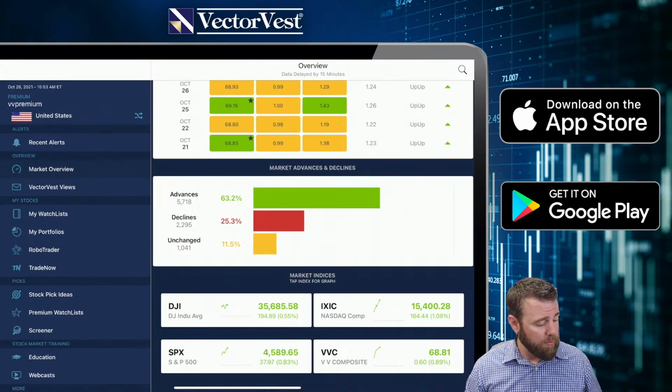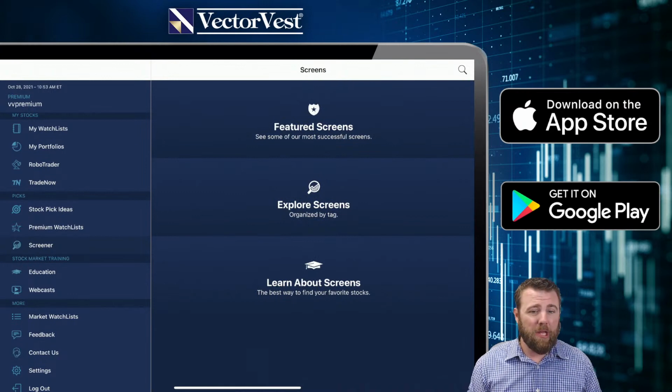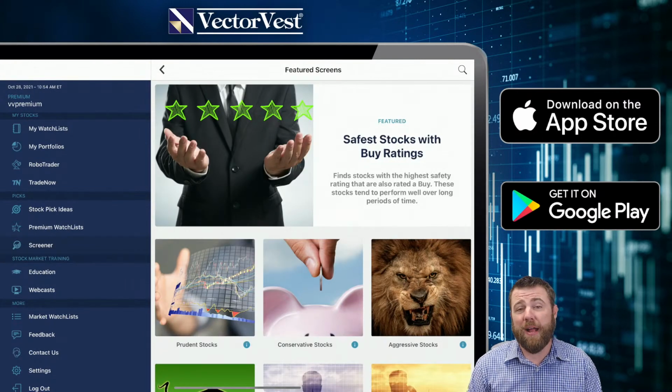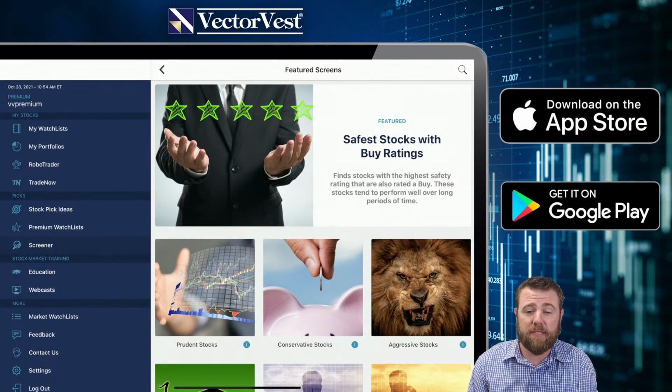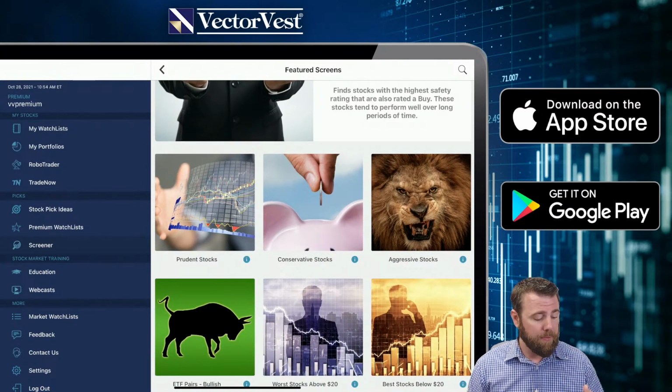So if we come down here, we're going to take a look at the screeners today. Typically, we look at a lot of the watch lists, the premium watch lists specifically, but we're going to spend some time in the featured screens because it's a really easy spot to go to that gets overlooked quite a lot. We want to make sure everybody's aware of this and able to find the stocks that meet their specific style of investing. As we just talked about, there are 4 main styles of investing. And what do we see here towards the very top? Prudent stocks, conservative stocks, aggressive stocks. So no matter what type of investor you are, you can find the stocks that meet your criteria right here for you.